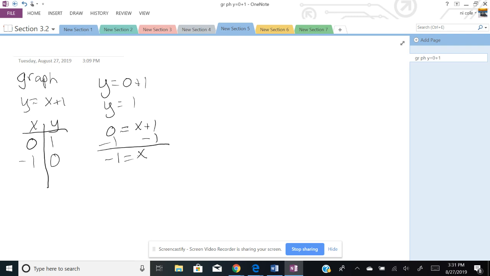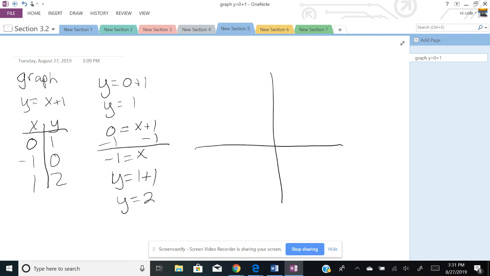All right, and we just need that third point, so I will make x 1. So y is equal to 1 plus 1. Therefore, y is equal to 2. Okay, now I can come and plot. So I have the point 0, 1. I have the point -1, 0. And I draw my line.